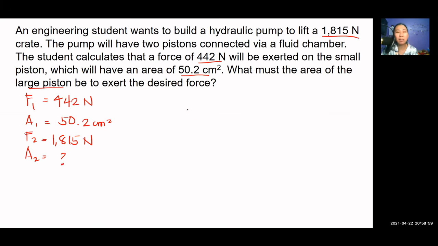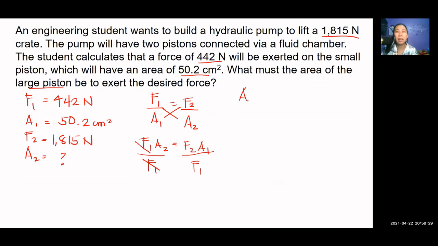So pag gagamitin natin to ng Pascal's principle, so meron tayong F1 over A1 is equal to F2 over A2. So isosolve natin ang A2, so cross multiply muna natin. So this one is equal to F1 A2 is equal to F2 A1. So para ma-solve natin ang A2, divide natin both sides of the equation by F1. So makakancel na siya dito sa left side. So therefore, ang A2 natin is F2 A1 over F1.